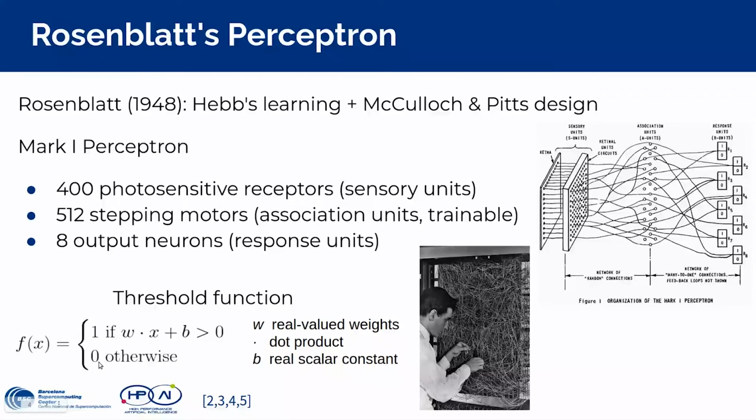So the strength with which it will fire is the weight that we have learned, and a bias that is added, and with that we can implement the behavior of the network. So this was the threshold function, and with that we have a working neural network.